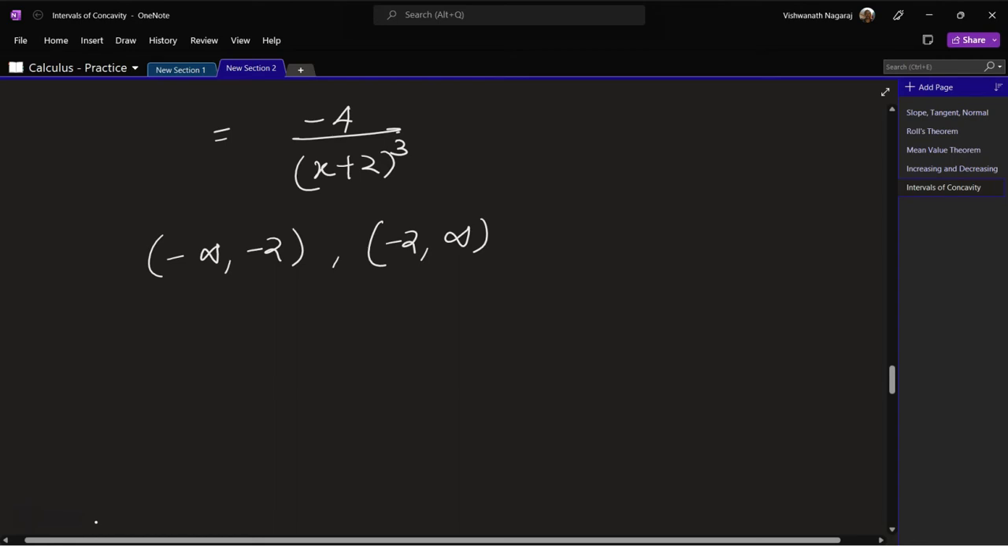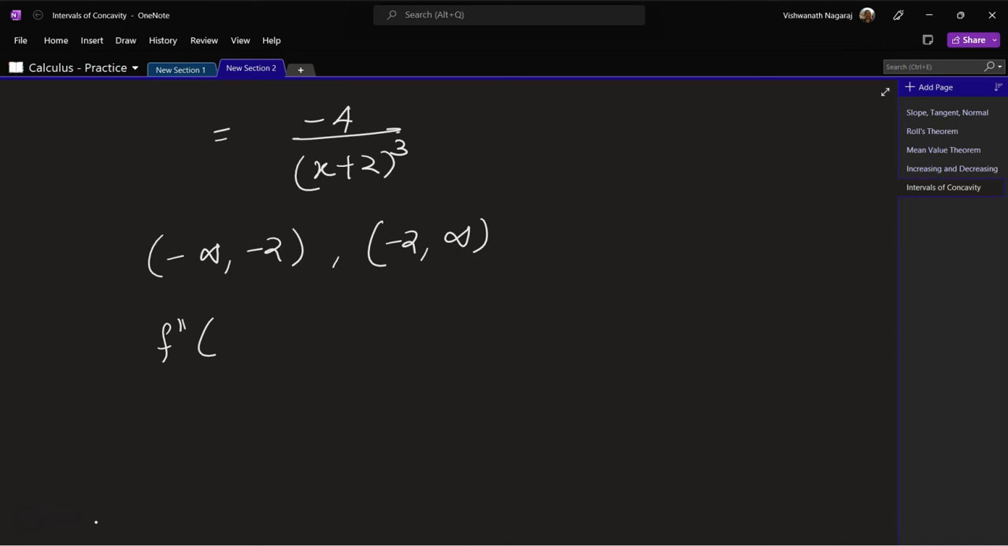Now, let's pick some values. f''(-3) is equal to -4 by (-3 + 2) cubed. Now, -3 + 2 is negative, its cube is negative, so negative over negative is positive. So this is going to be concave up.